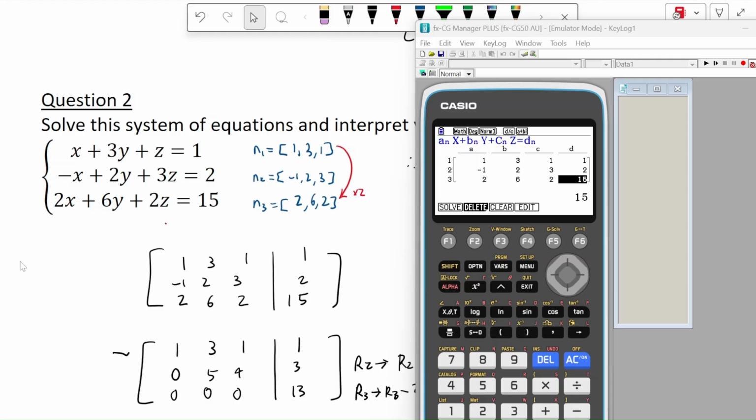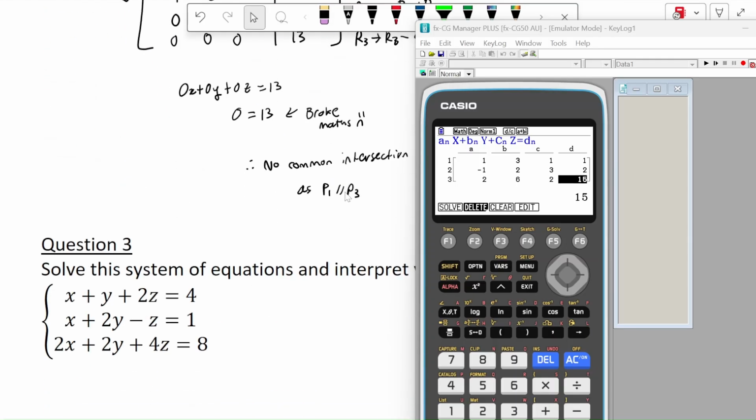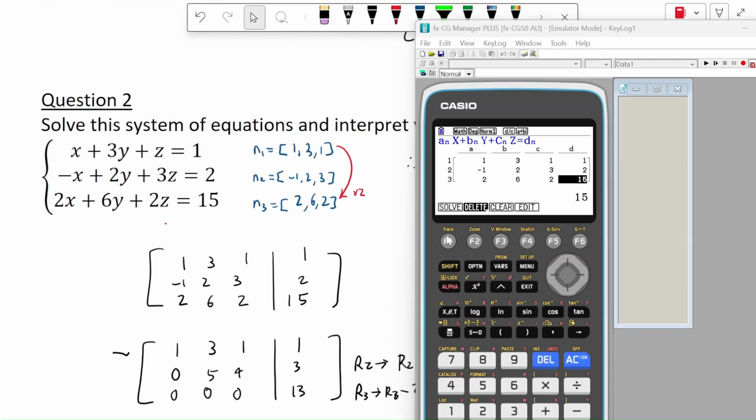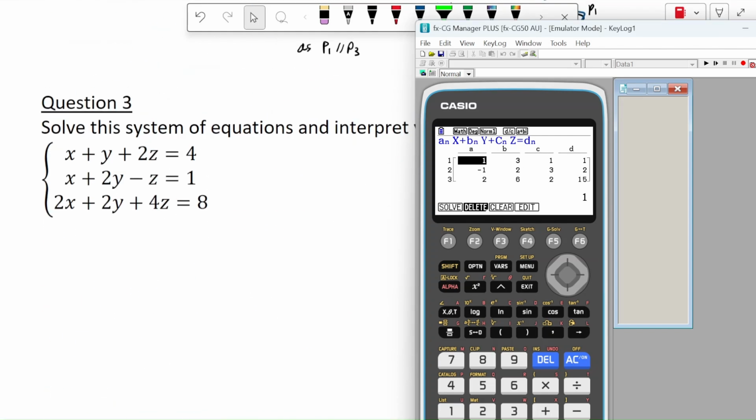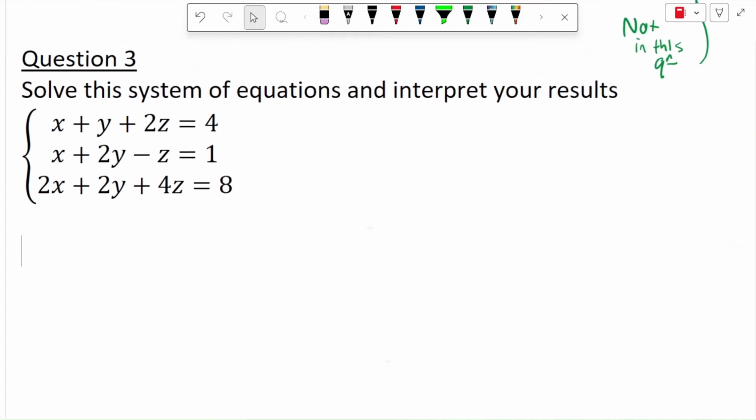We can also look at what happens when you put this into the calculator as well. So we said there were no intersection points, and if you hit solve, it just says no solution on the calculator. Okay, we'll look at this other thing that can happen.